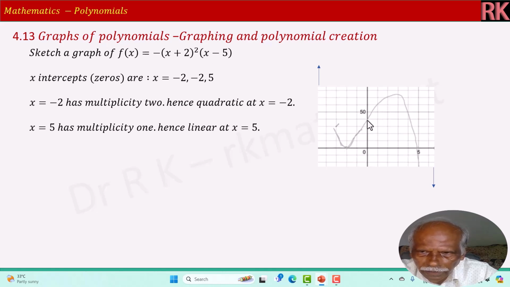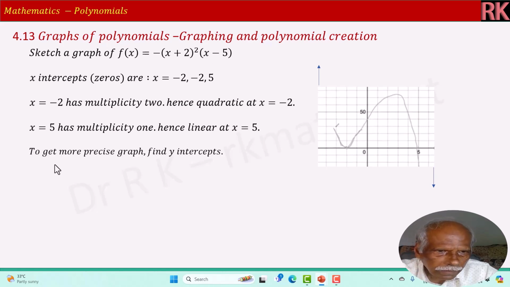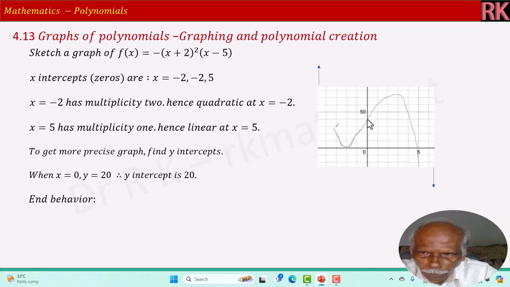Now I have plotted, and I have to find out the y-intercept. To get a more precise graph, find the y-intercept. When x is equal to 0, it is 2 squared into 5, that is 20. Therefore, I have to plot this at 20, not 40. It should be going like this. And the end behavior is going upwards on one side and downwards on the other.